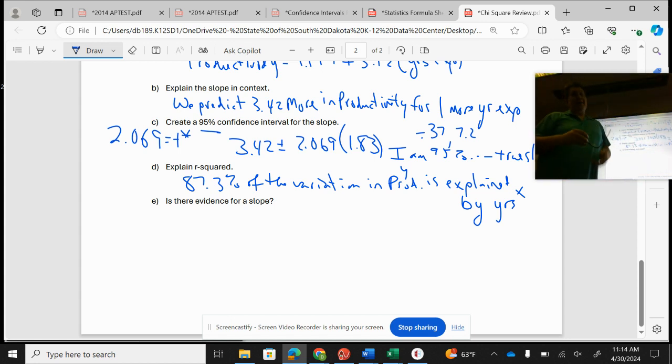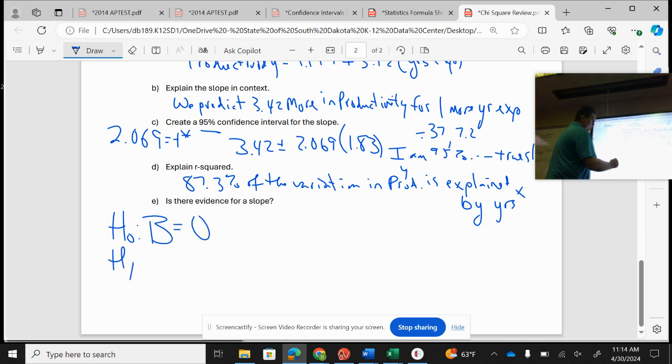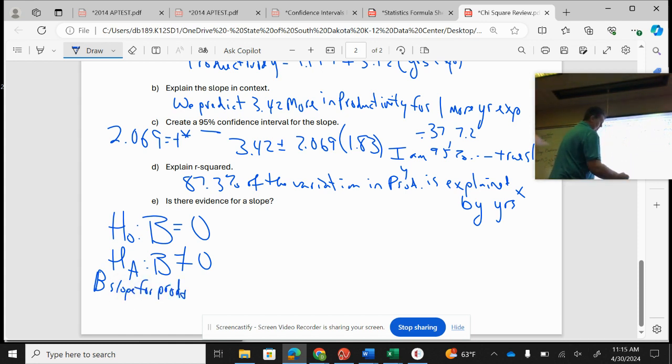All right, last one. A lot of things in here, just kind of a quick gloss over review. Is there evidence for a slope? We would say the null, B equals 0. B is the slope for productivity and years.